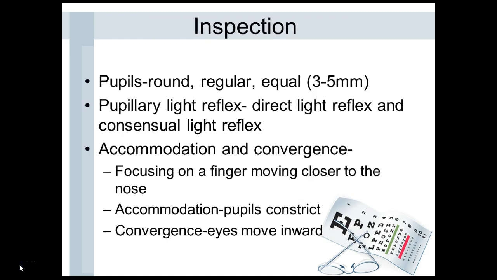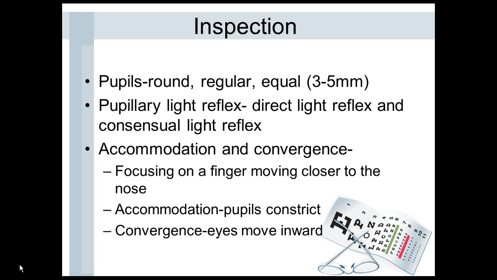Inspection. Pupils should be round, regular, and equal, usually around 3 to 5 millimeters. Patients that may have had some sort of eye surgery or trauma may not have round pupils. You're going to test the pupillary reflex to light. You could do this with your pen light. This is a direct light reflex. You also want to see the consensual light reflex. This means when you shine a light in one eye, the other eye also reacts.